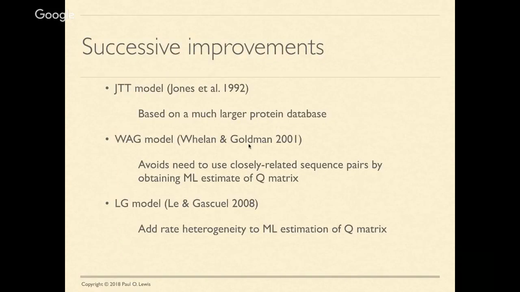The WAG model in 2001 started using maximum likelihood to estimate the Q matrix, which did a better job. It didn't overlook the fact that there were some multiple hits in the closely related sequence pairs. And then the LG model uses maximum likelihood and rate heterogeneity as part of the model to estimate the Q matrix. So it does a better job of estimating the Q matrix by accounting for rate heterogeneity.